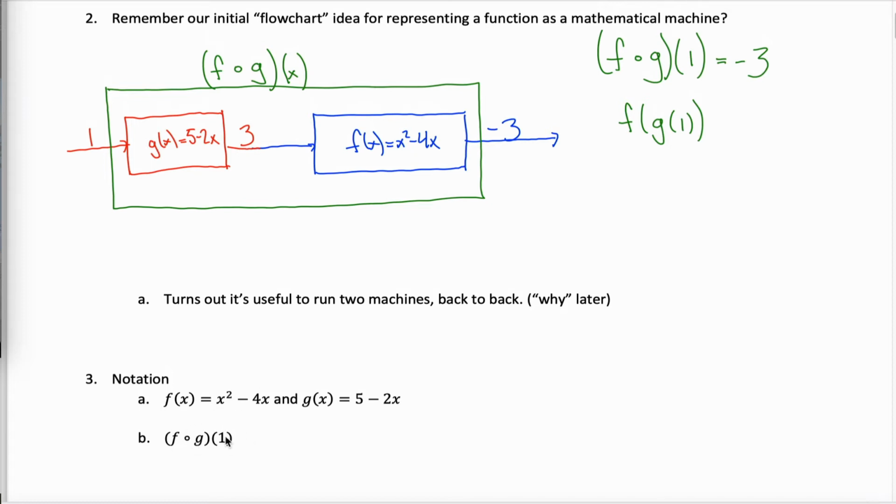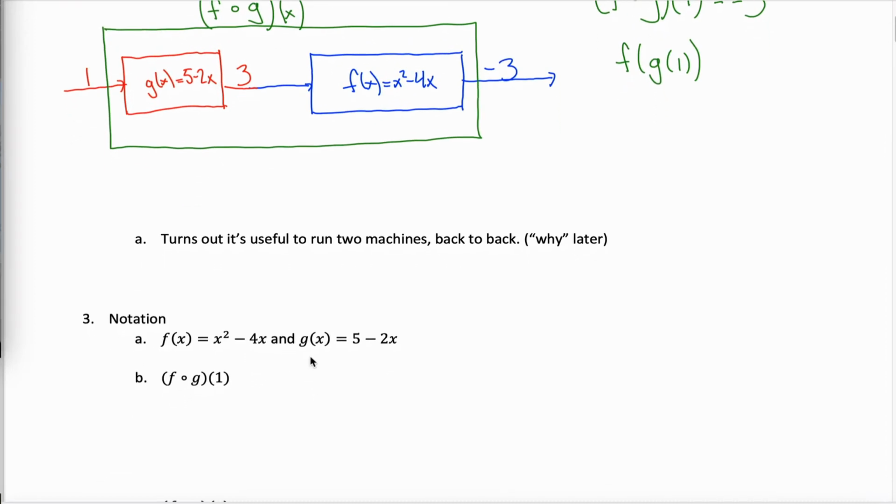And then you take the input of 1 and run it through this g machine and see what comes out, 3 in this case. And then you take that output 3 and run it through the f machine to see what comes out, negative 3. And for some reason, that would end up being what this expression is asking you to evaluate. I mean, I guess that works, but there's a much easier way.